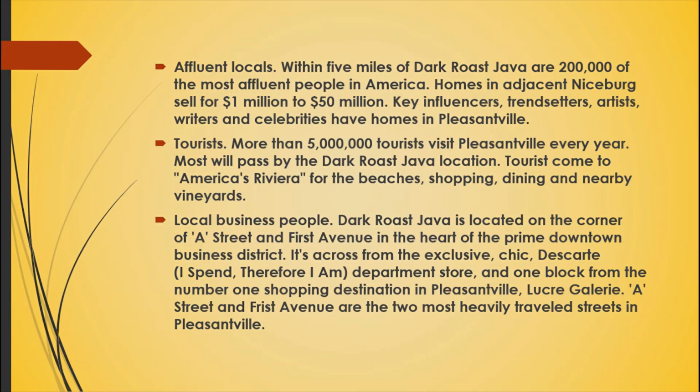Next, aside from the people from the local community, we also have tourists. So more than 5 million tourists visit Pleasantville every year. Most people will pass by the Dark Roast Java location. Tourists come to America's Riviera for the beaches, shopping, dining, and nearby vineyards. So you have to give the research, some parts of the article na magsusupport para dun sa group of customers na pinili mo.